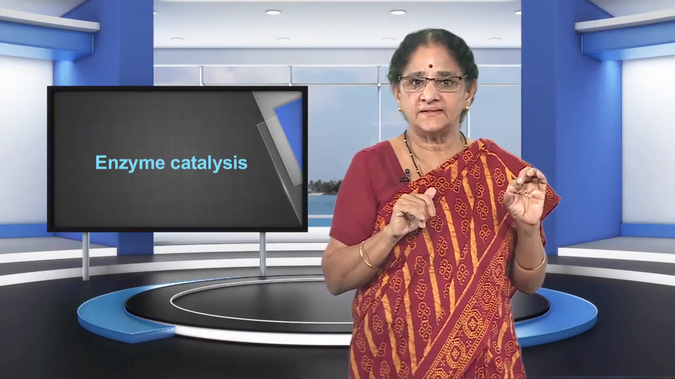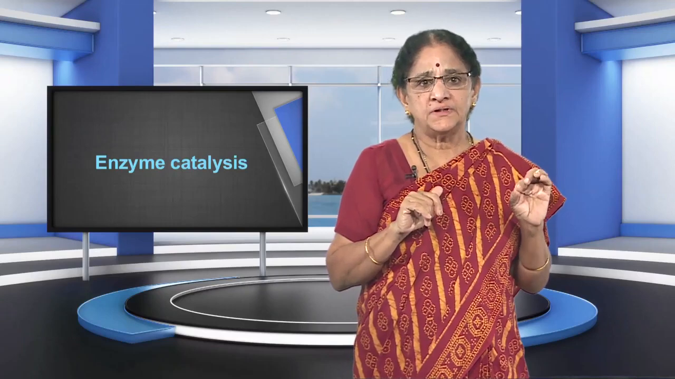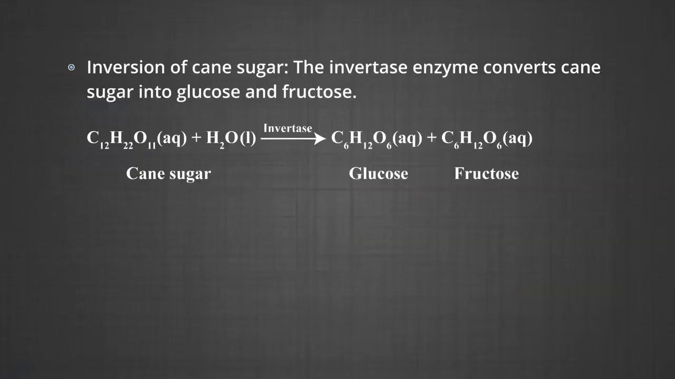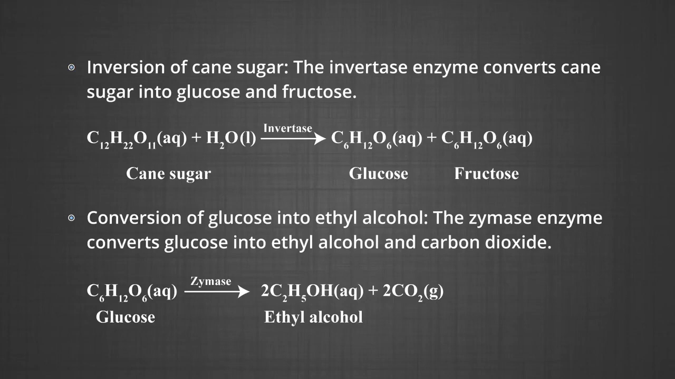Many enzymes have been obtained in pure crystalline state from living cells. However, the first enzyme that was synthesized in the laboratory was in the year 1969. I now tell you about some of the examples of enzyme catalyzed reactions. Number 1, inversion of cane sugar. The invertase enzyme converts cane sugar into glucose and fructose. Number 2, conversion of glucose into ethyl alcohol. The zymase enzyme converts glucose into ethyl alcohol and carbon dioxide.